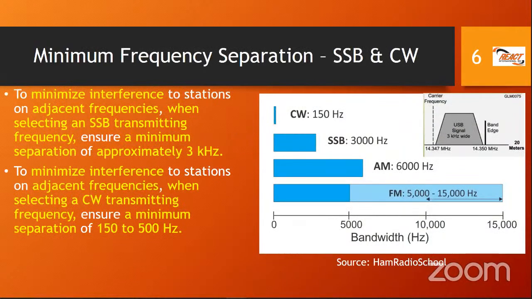From time to time, we do have some little errors in our slides. Actually, I think in our introduction, I have some errors there, so I'll correct it for the next session. But we did have an error in the last class with the slide that talked about the minimum frequency separation, SSB and CW. There was a typo at the bottom there. It's supposed to be for CW, the minimum frequency separation should be between 150 to 500 hertz. I think we probably had an error there, kilohertz or something. So it's 150 to 500 hertz. Okay?